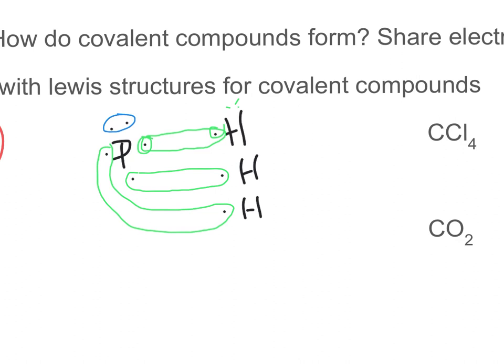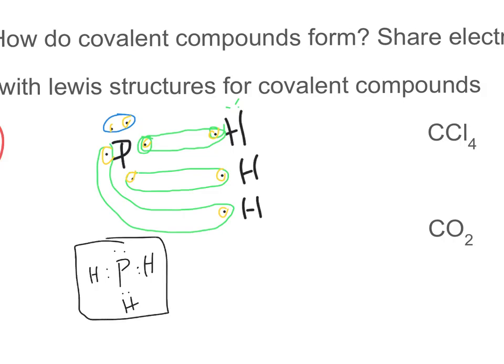And so what we end up having here is our phosphorus has 1, 2, 3, 4, 5, 6, 7, 8 electrons around it. It has fulfilled its octet in that way by sharing because it's using all of these electrons. And our hydrogens each have their 2 electrons around themselves, and so they are stable. And so this is how we would draw the Lewis structure, the compound, the molecule for phosphorus trihydride.